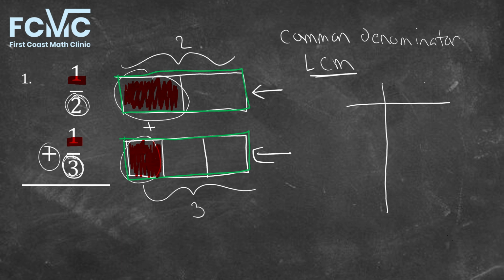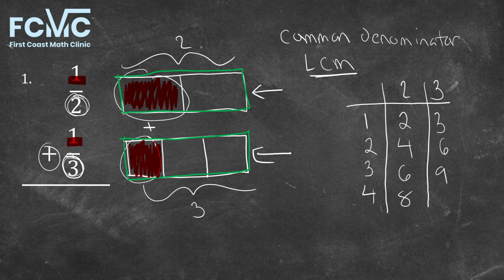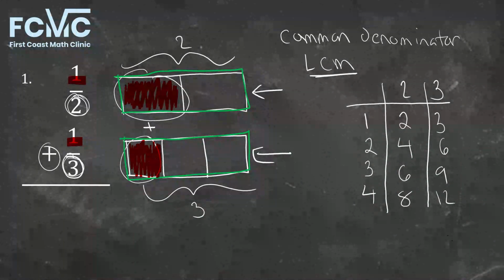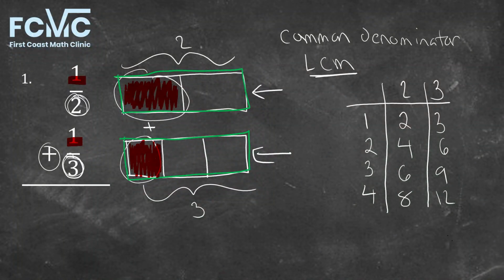We're going to review how to do this. We'll create a table and list our denominators. We want to find the multiples for 2 and 3. So 2, 4, 6, and 8. And then 3, 6, 9, and 12. We want to find the smallest number they have in common. The common denominators are going to be 6 and 6.